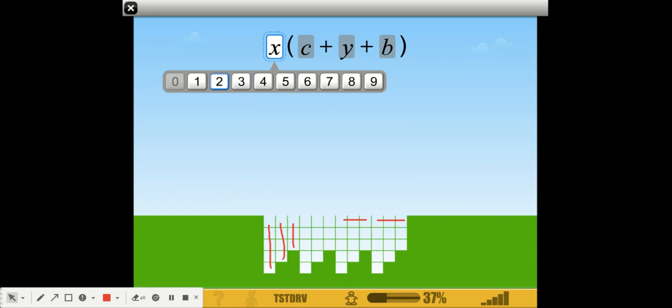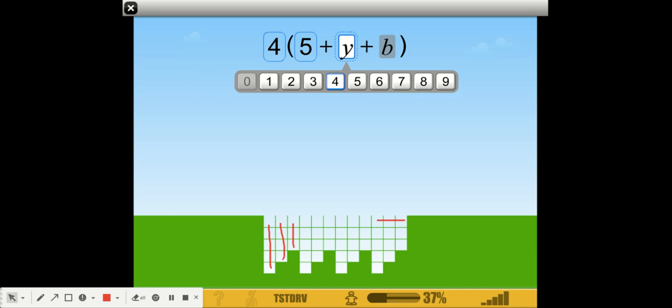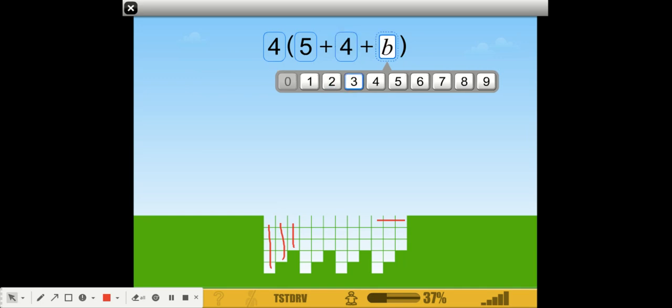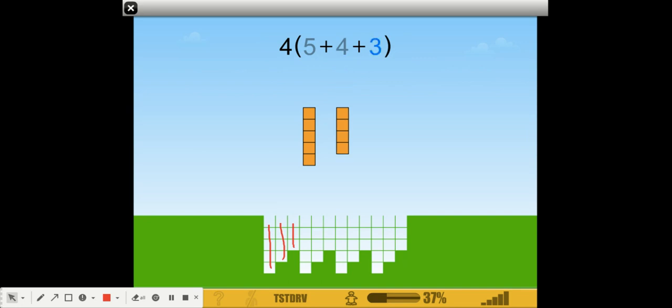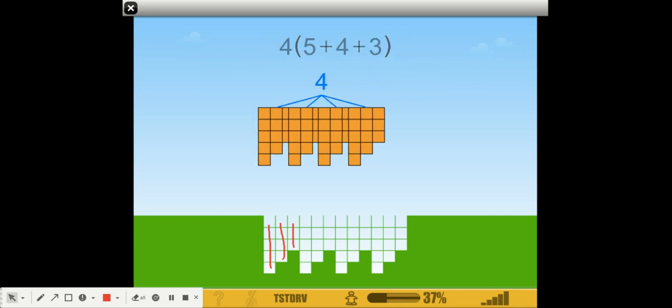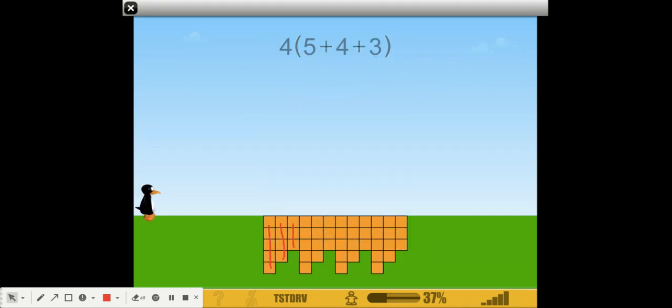We know that there are 4 groups, so we're multiplying it 4 times. Our first row was 5. Our second row was 4. And our third row was supposed to be 3. 5 plus 4 plus 3 times 4. There we go.